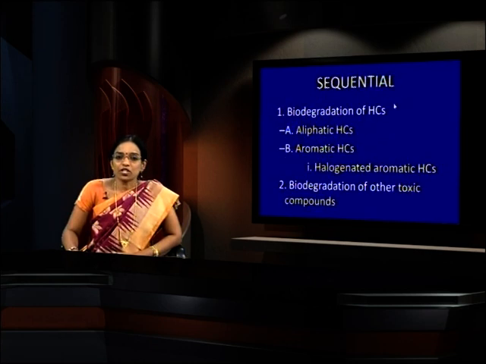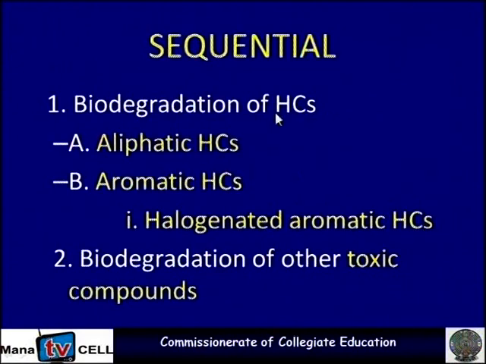If you see sequential, here under sequential we can study the biodegradation of hydrocarbons and biodegradation of other toxic compounds. Under hydrocarbons, we are categorizing them into aliphatic hydrocarbons and aromatic hydrocarbons, and under aromatic hydrocarbons also halogenated aromatic compounds and non-halogenated aromatic compounds, we are categorizing them. And these toxic compounds are nothing but the pesticides and insecticides.